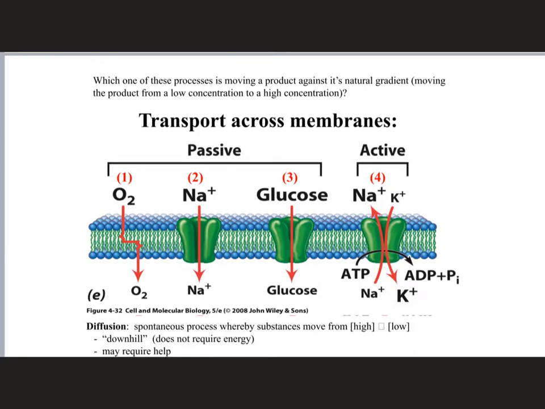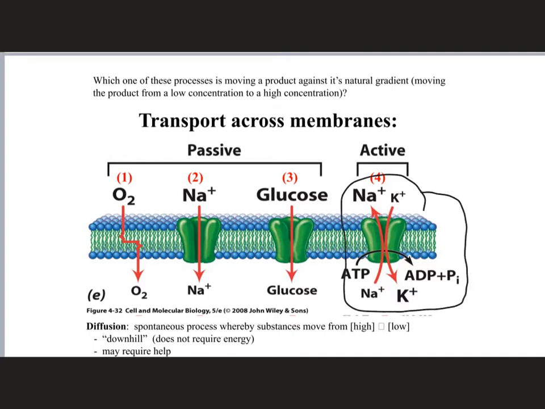So think about this for a second. Which one of these processes is moving a product against its natural gradient? So we have this first part here, 2, 3, or 4. Which one is moving a product against its natural gradient? In other words, moving it from low to high, because its natural movement would be high to low. Well, the answer to that would be this. And how do we know that?